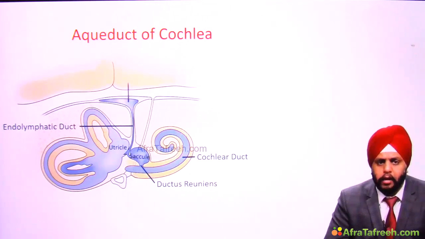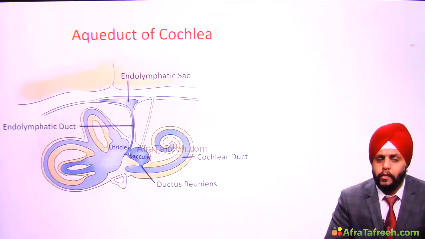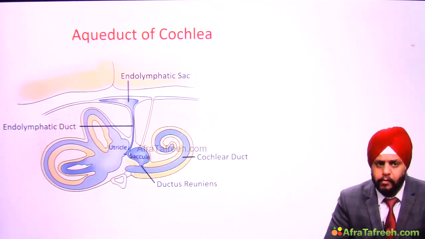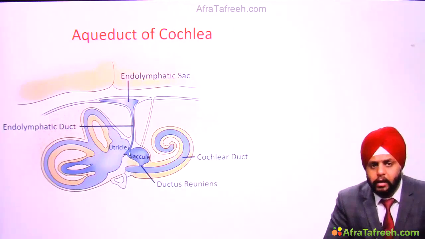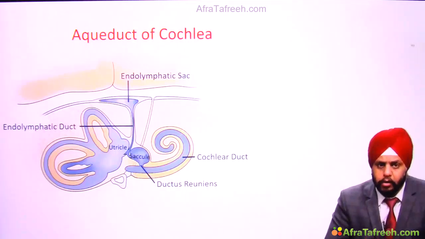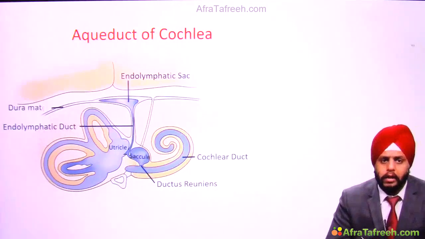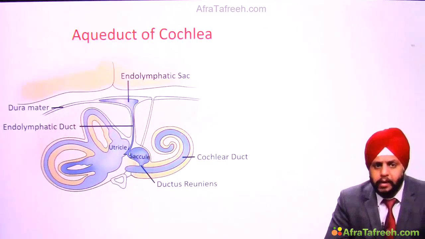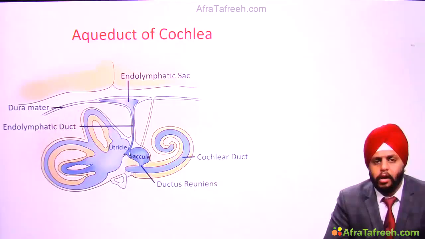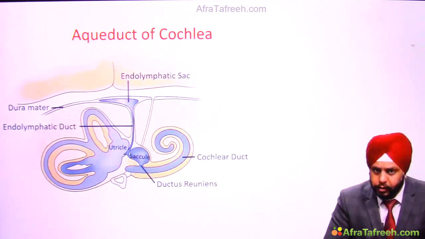This endolymphatic duct takes the endolymph to the endolymphatic sac, as we discussed. Where is the sac? It is behind the mastoid. It is between the layers of the dura, intradural. So this question is also asked. You see that this endolymphatic sac is placed between the layers of the dura. So it is intradural in nature.